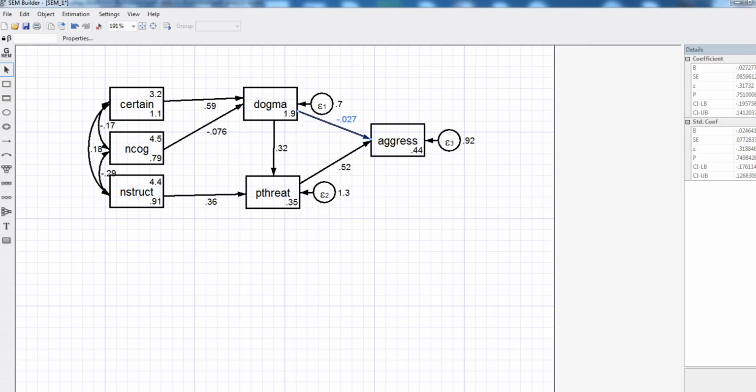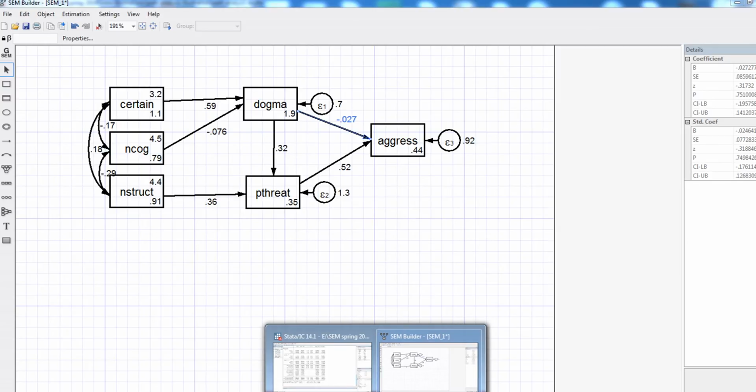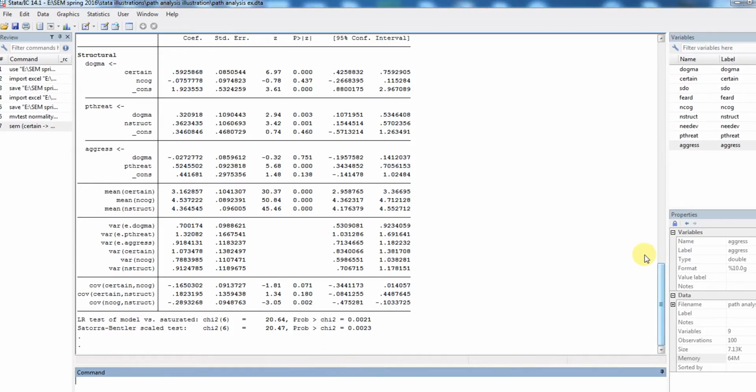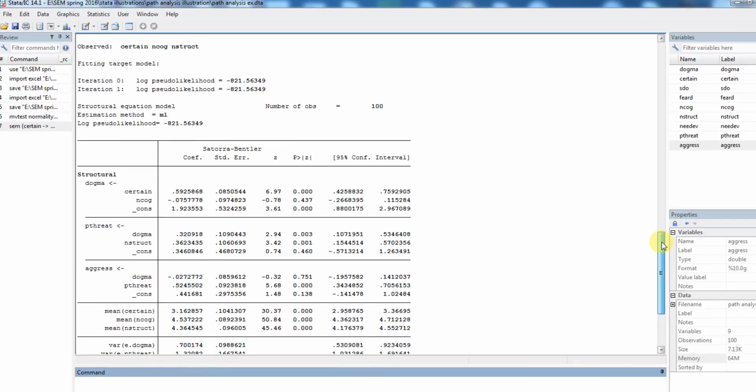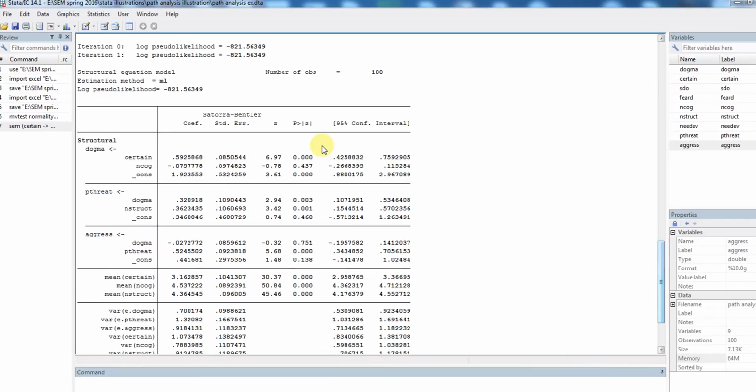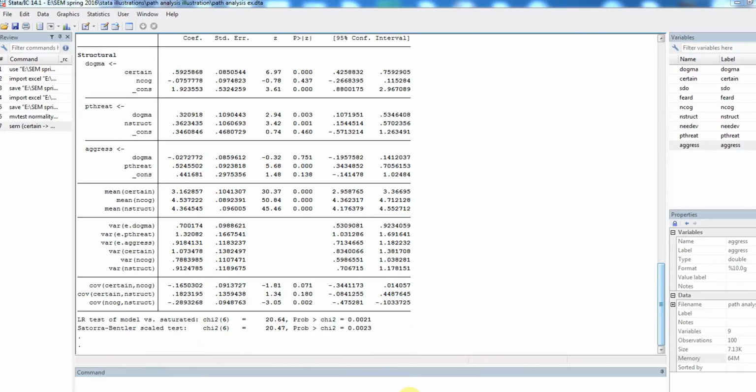So at any rate, I'm going to go into my output file and scroll up a bit here, and you'll notice that I'm getting the unstandardized regression coefficients, or path coefficients, for each of the paths. If we look under structural, these are the proposed relationships, and these are the paths that are being estimated. These are the same estimates that you will see in the path diagram and also shown over here.